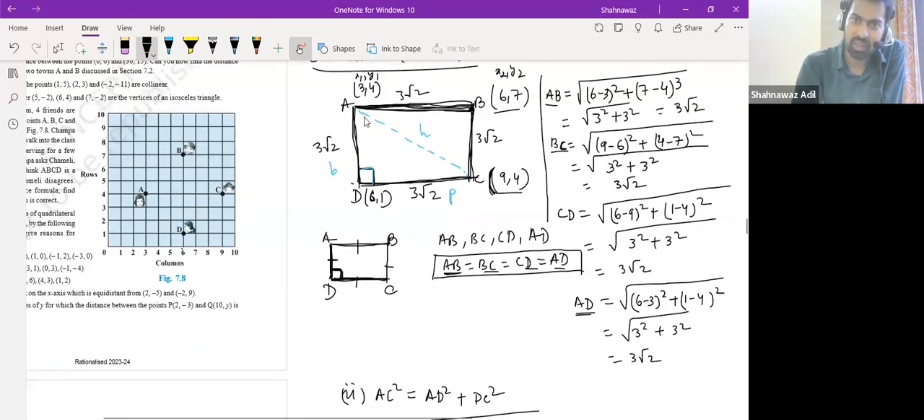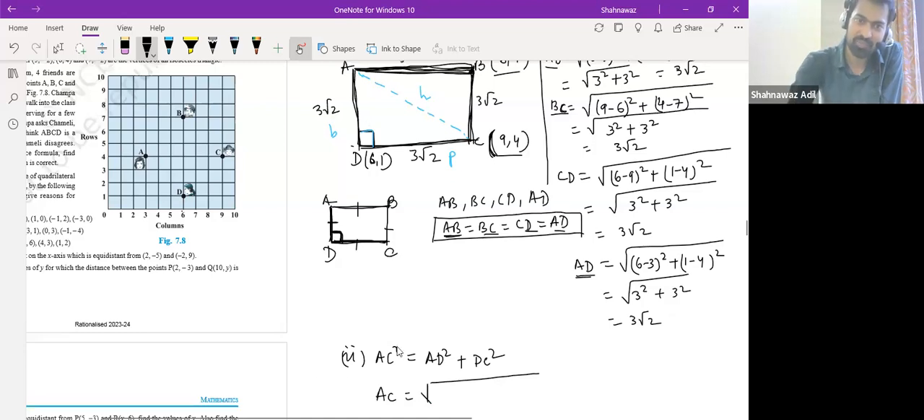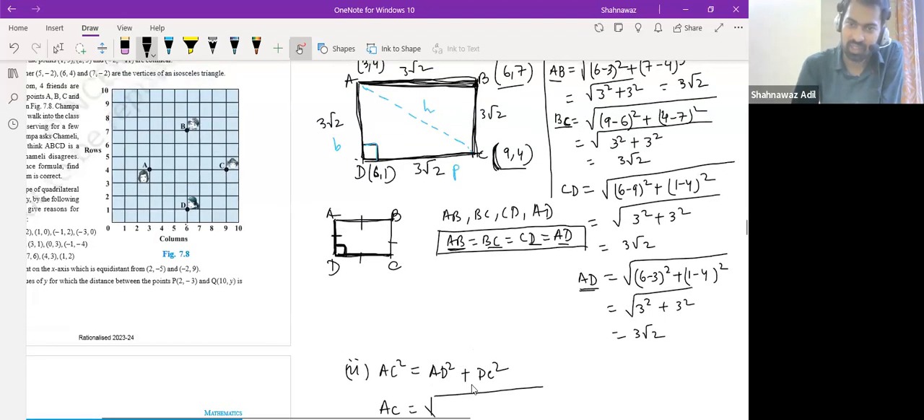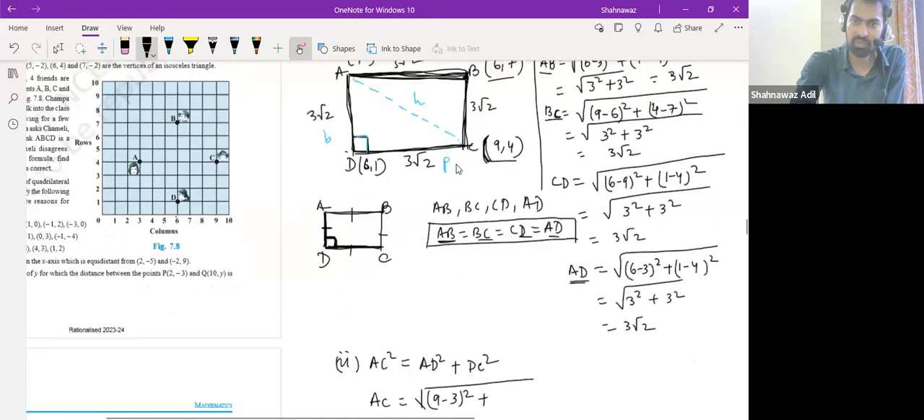Okay, Talha is joining now. Okay, so AC is this one. See, 9 minus 3 square, and plus this is how much? 4 minus 4, 0 square.